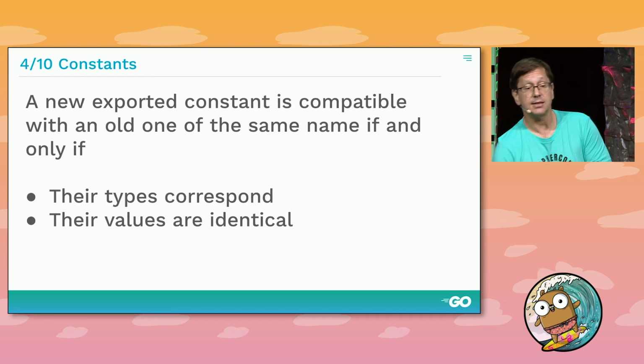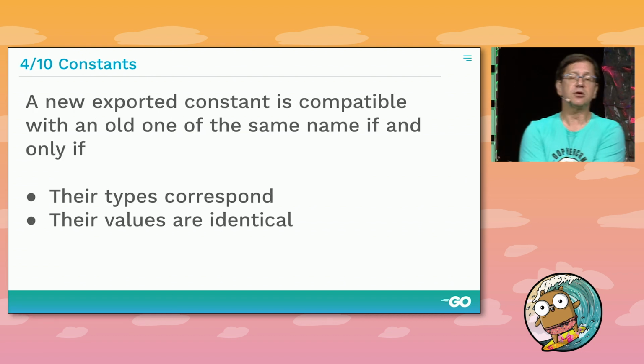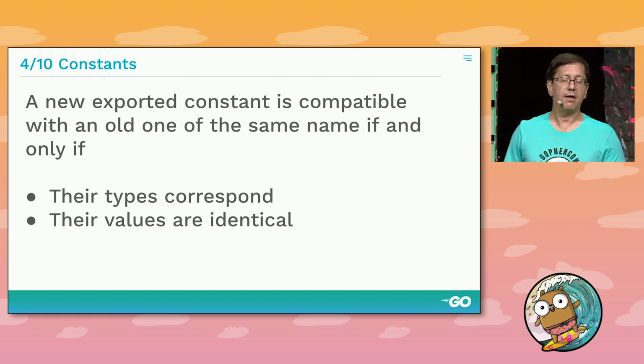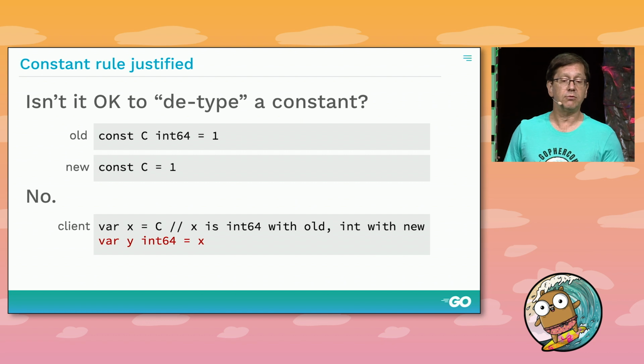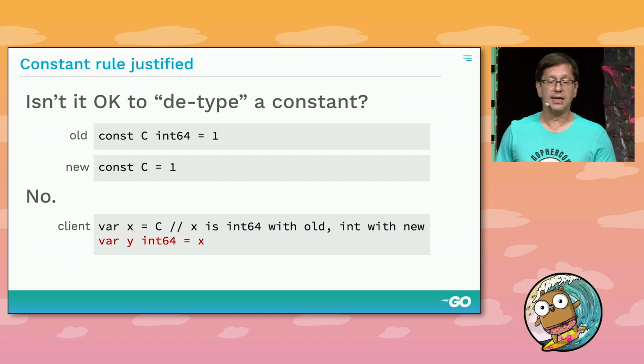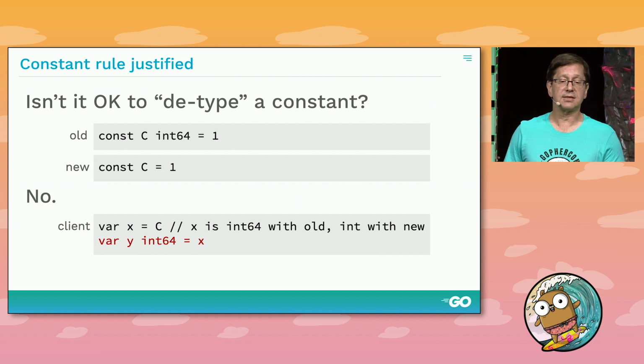Now let's discuss constants. Two constants are compatible if they have corresponding types and the same value. That may seem obvious, but it's stricter than what I started with. I thought it might be okay to remove the type from a constant, making it untyped. That doesn't always work, though. Here, the client's variable x gets the default type of int, so the assignment to y doesn't compile with the new definition of c.